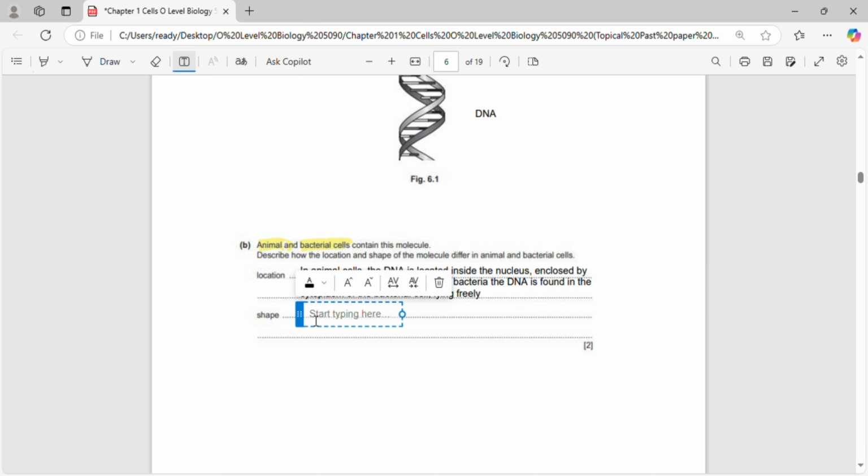And, talking about their shapes, in animal cells, DNA is a linear, strand-like structure. Whereas, in bacterial cells, DNA is in a circular form. And that's the main difference between the location and shape of DNA in animal and bacterial cells.